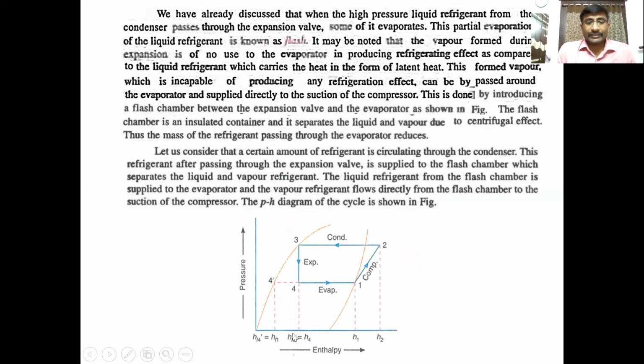This is the pH diagram, pressure enthalpy diagram, for the given cycle with the flash chamber. We have already discussed that when the high pressure liquid refrigerant from the condenser passes to the expansion valve, some of it evaporates. This partial evaporation of the liquid refrigerant is known as the flash. It may be noted that the vapor formed during the expansion is of no use to the evaporator.